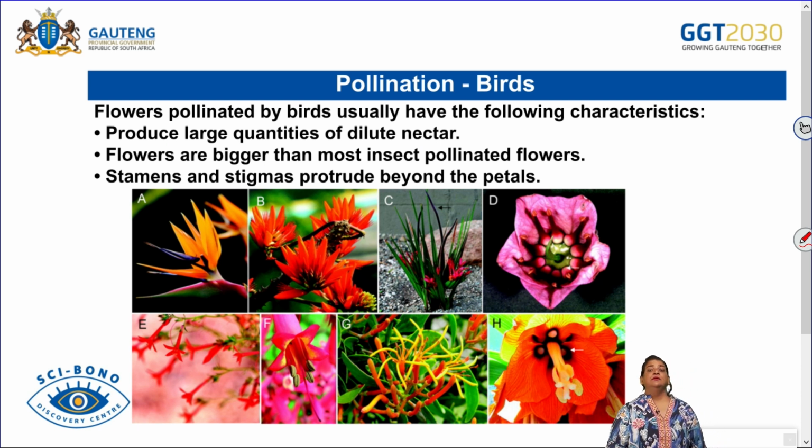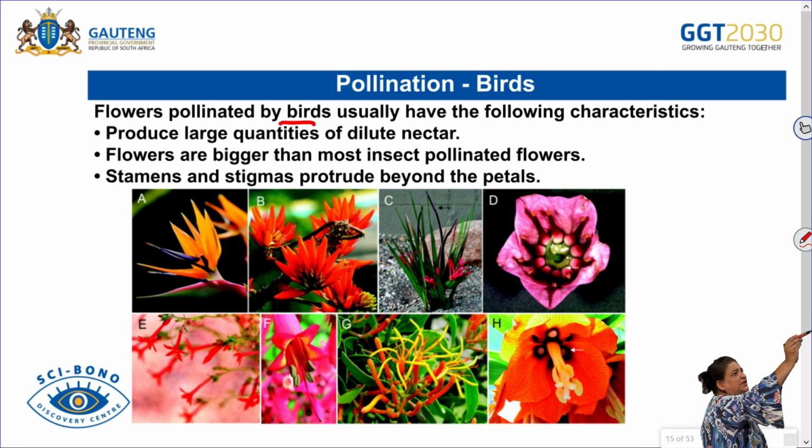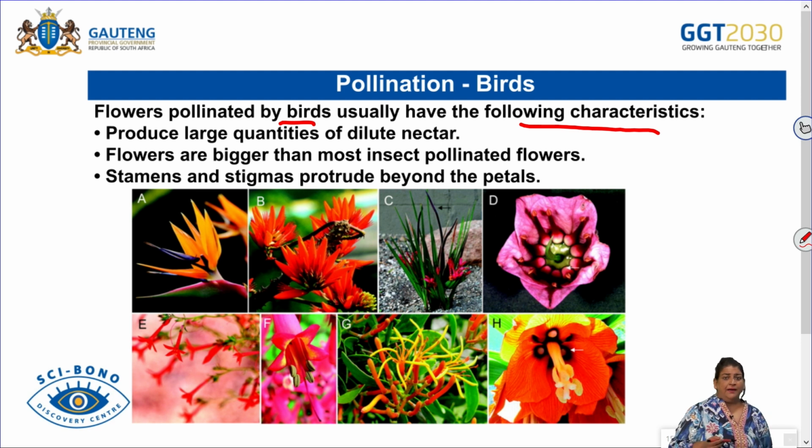Remember, you also get pollinating agents like birds. Flowers pollinated by birds usually have the following characteristics. Now, a bird is much bigger and heavier. So the way the flower is adapted, if a bird has to be pollinating it, that flower must be quite strong. It must have a very thick pedicel, so that if the bird lands on it, the flower does not break. So obviously the flowers that are bird pollinated have to be very strong.